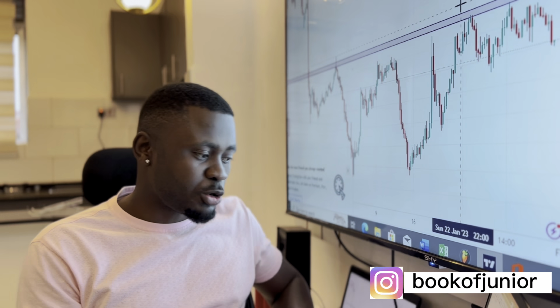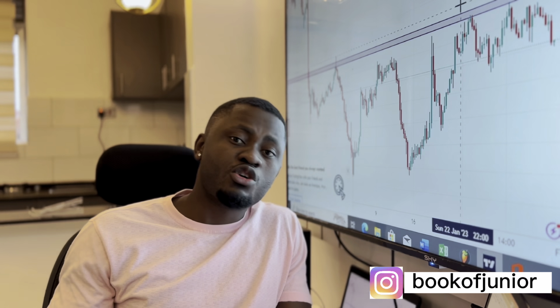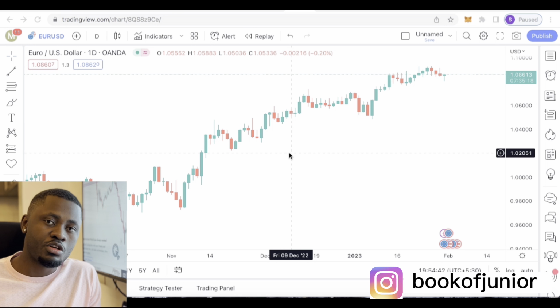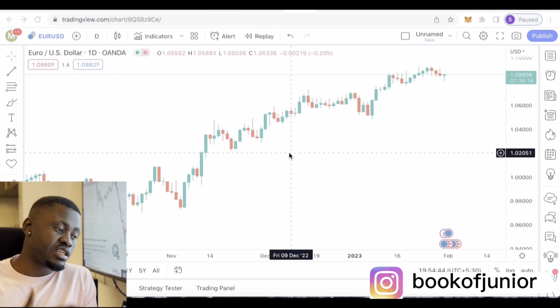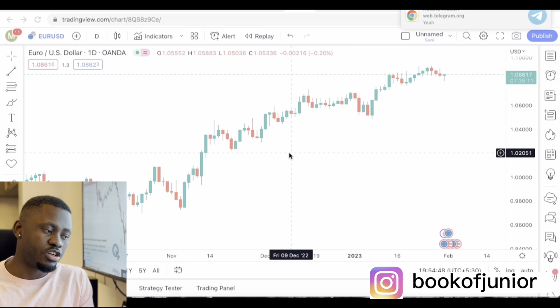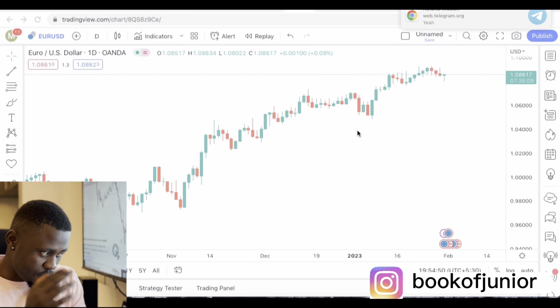To be able to do this, I'm going to be doing everything on my TradingView. So if you don't have a TradingView account or app on your phone, guys, make sure to download it. And you can also access TradingView on your PC by just going to the website, typing in TradingView, and you'll be able to have them.